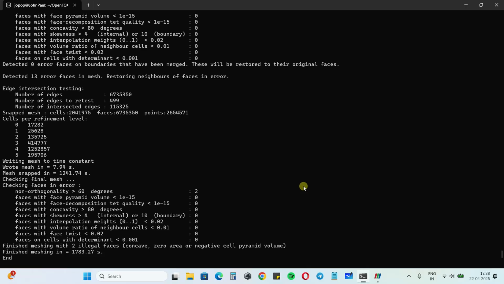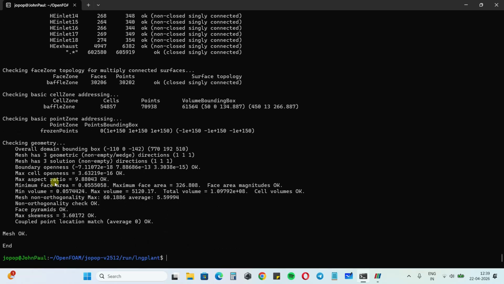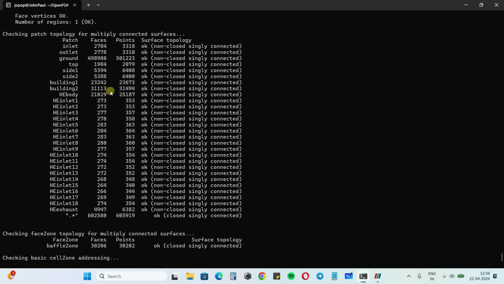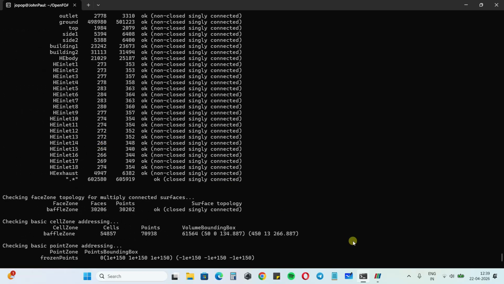So the meshing is done. Now we can check the mesh. Run the command checkMesh, and I have done that. The final mesh quality checks look fine, and you can find all patches. Just cross-check that you have everything. Then in the final snapped mesh you have 2 mm. Now we can just view the mesh in ParaView.